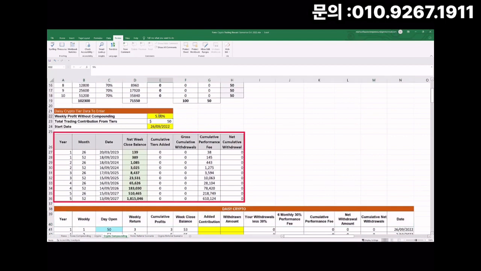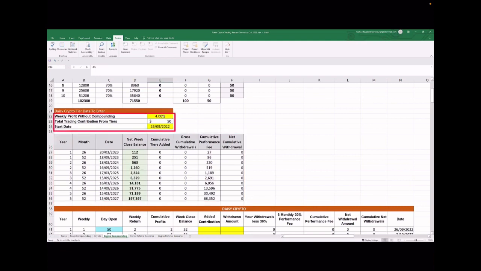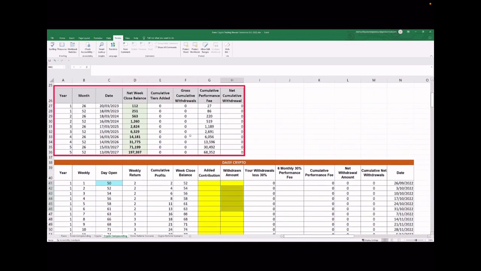So we'll work on a conservative 4% per week with crypto. It'll probably do better than that, but you put in your start date and the percentage per week, and those are the only editable sections of this sheet here. And then below you can enter in additional contributions that you make and any withdrawals that you make, and that'll adjust the final numbers. So again, a tier 1 contribution to crypto at 4% per week compounding would give you 197,000. And again, you can adjust these numbers to see what suits you and your strategy and plan.